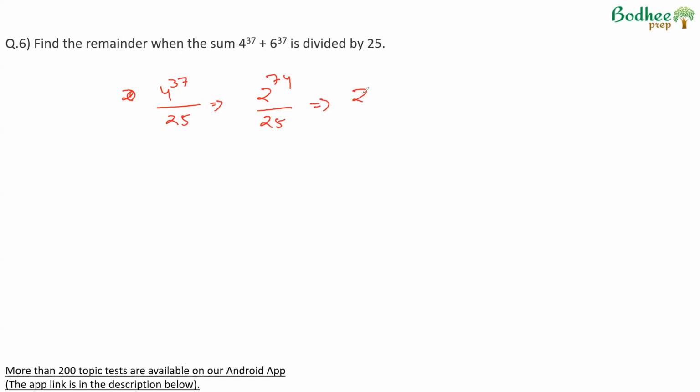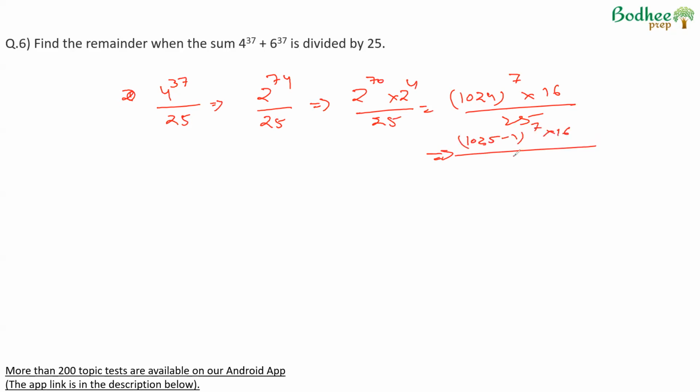2^74 is 2^70 times 2^4 by 25. 2^70 is 2^10 raised to power 7, that is 1024^7, and 2^4 is 16, all divided by 25. 1024 is 1025 minus 1. The remainder from (1025 minus 1)^7 times 16 would be minus 1 into 16, which is minus 16. A remainder of minus 16 means minus 16 plus 25, which is 9. The remainder here is 9.